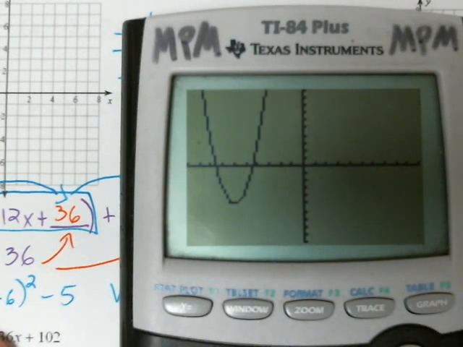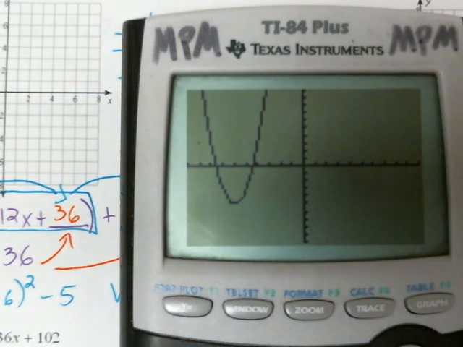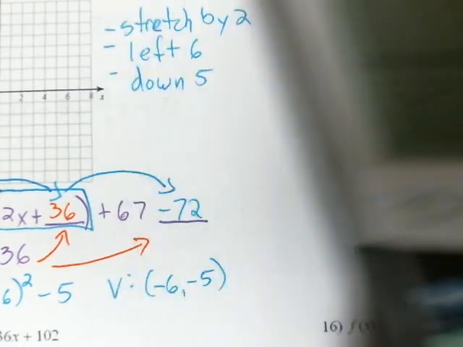Guess what? Nothing happened. Why? Because it plotted it right over the top. So that tells me, hey, I did it correctly. Now, if some of you with the newer calculators do it in blue and red, you'll be able to see that they lay right on top of each other. So that makes me feel good. I know I've done this correctly.